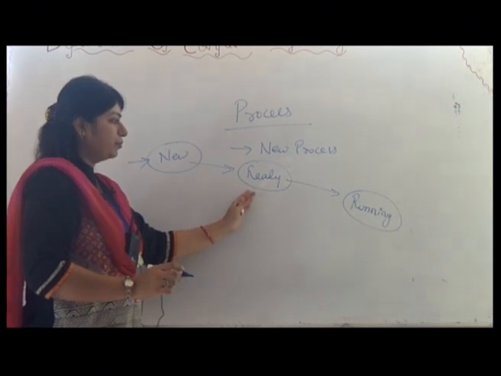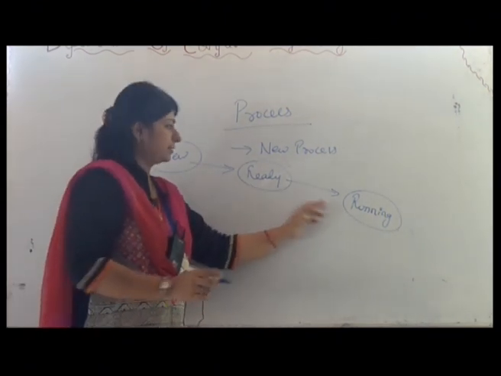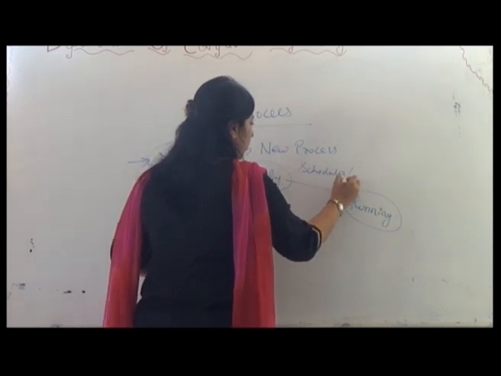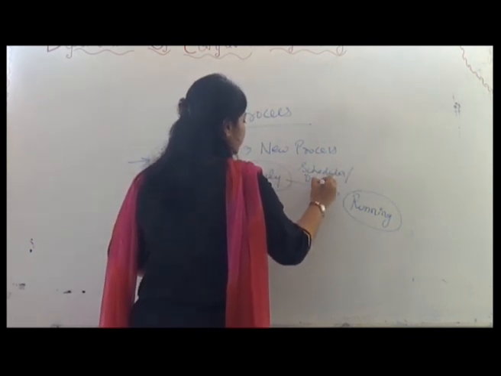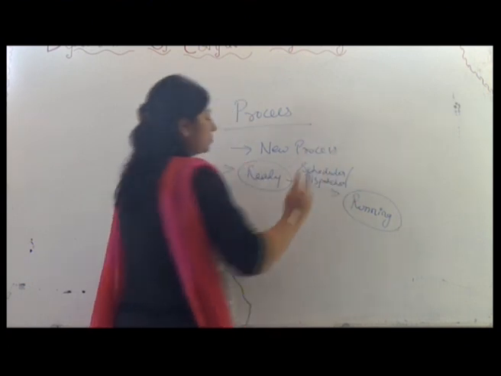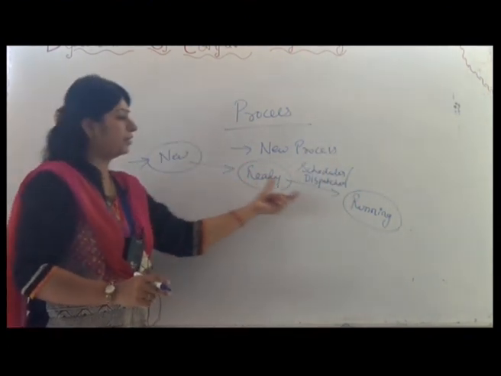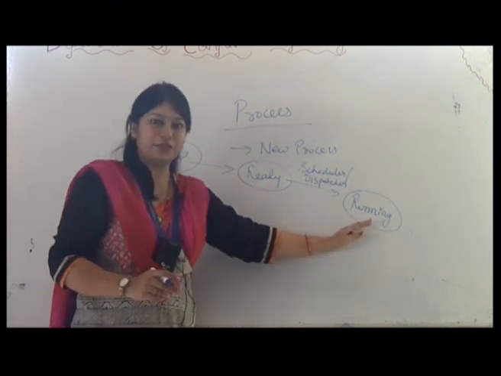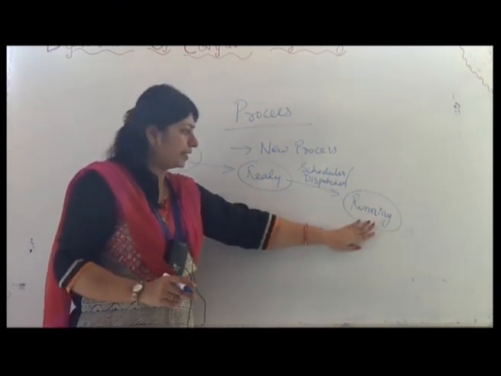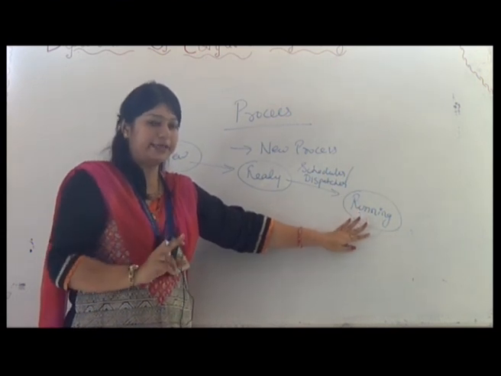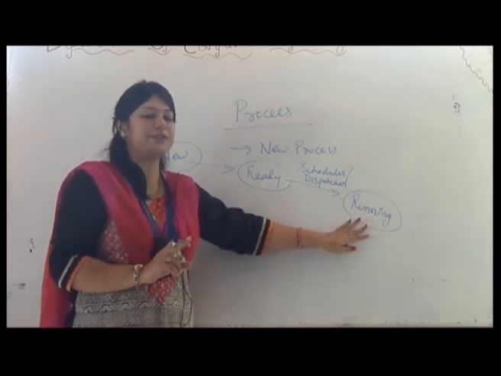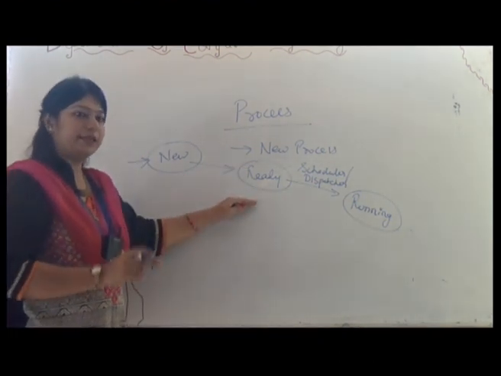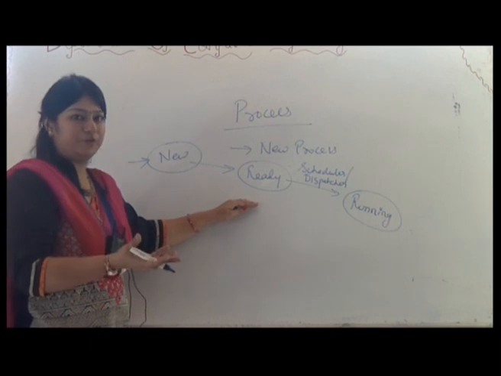On which condition do we move from the ready state to the running state? When our scheduler or dispatcher sends our process from the ready state to the running state. In the running state, only one process can be running at a time. What about the ready state? In the ready state, there can be more than one process.